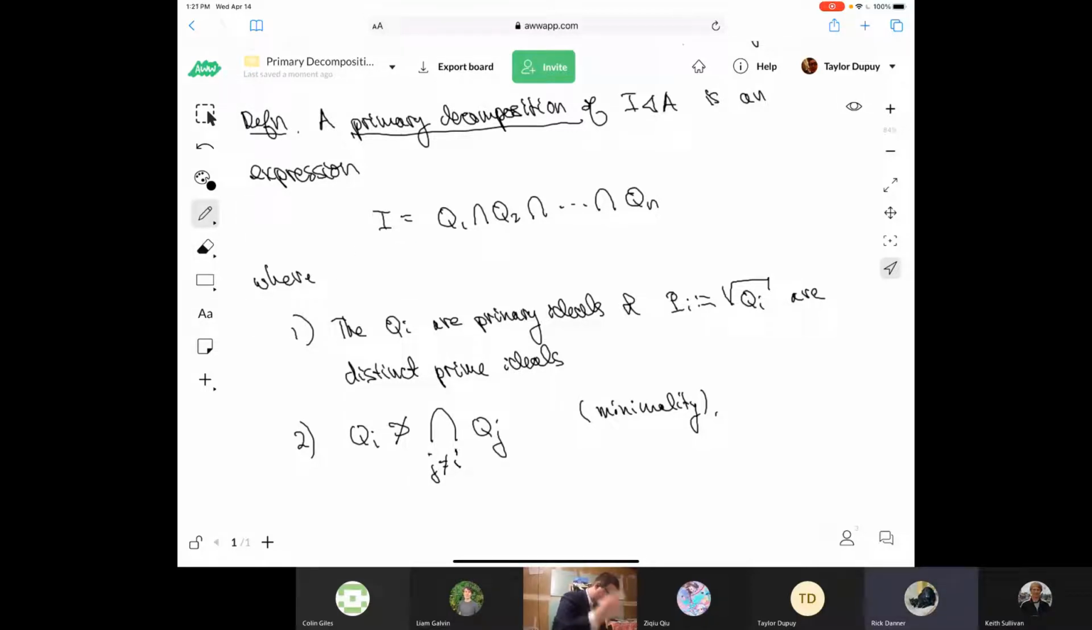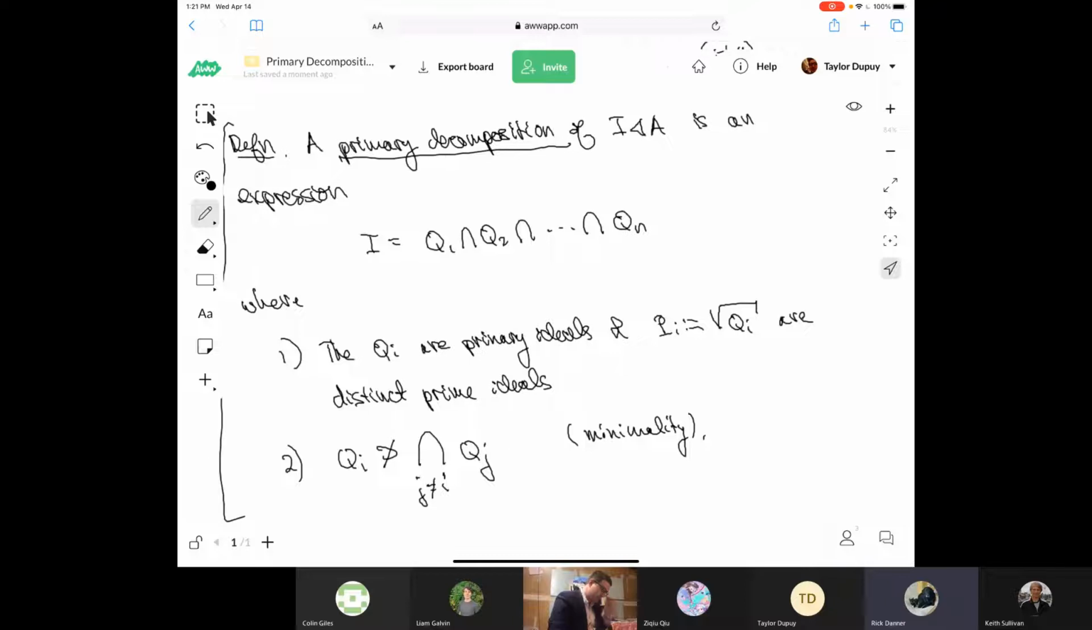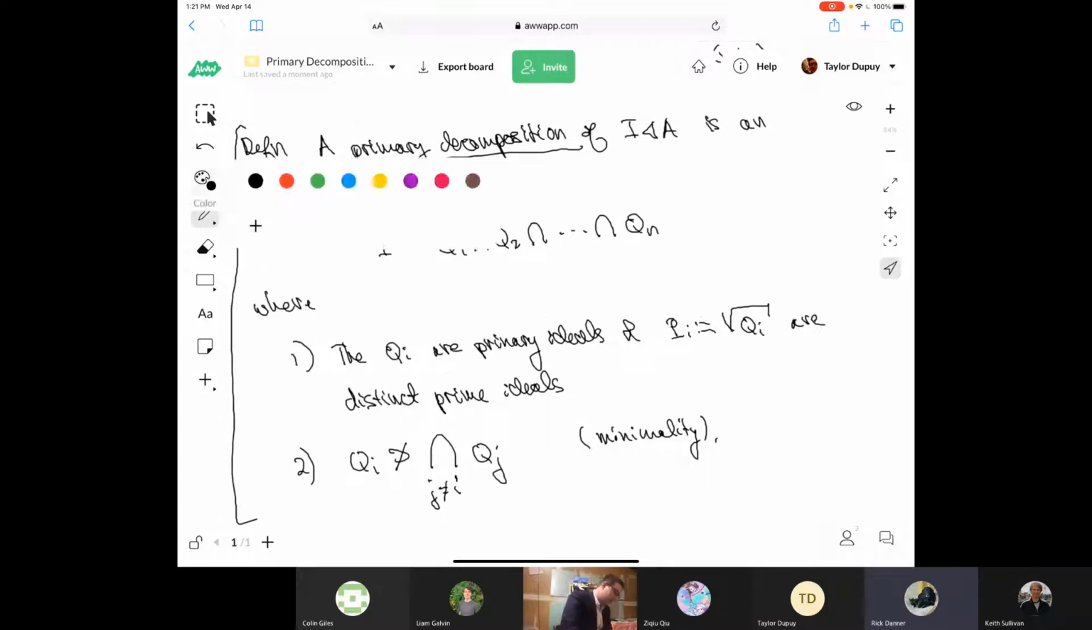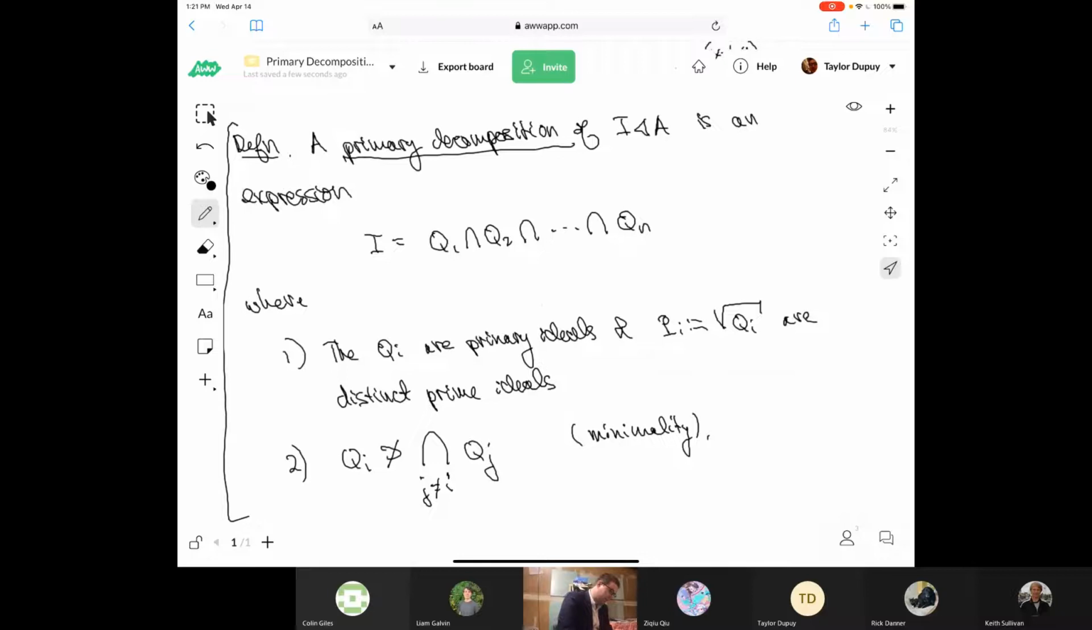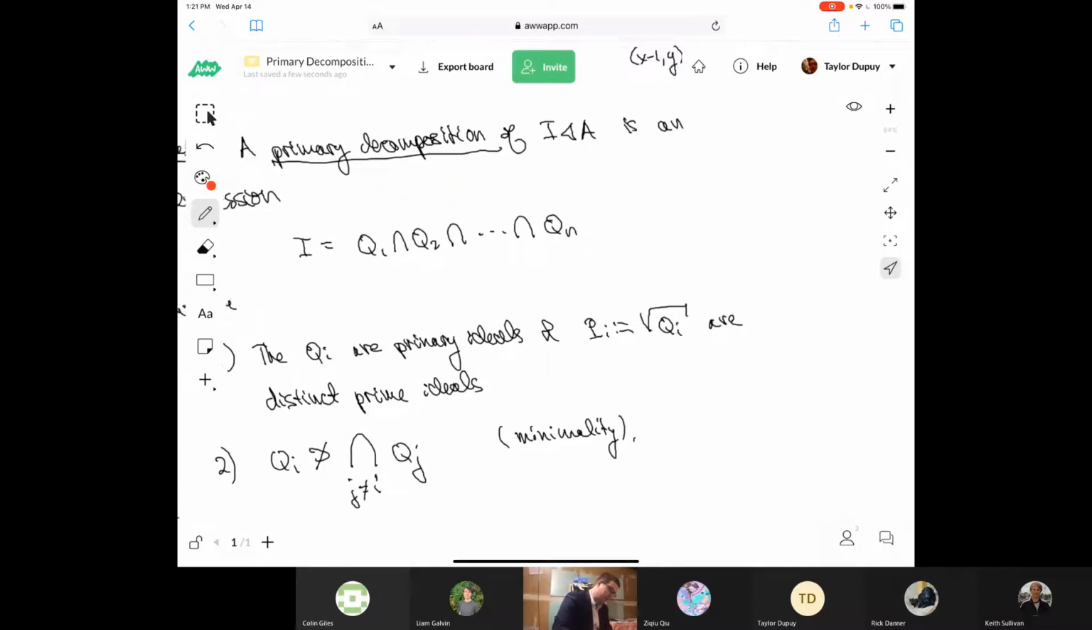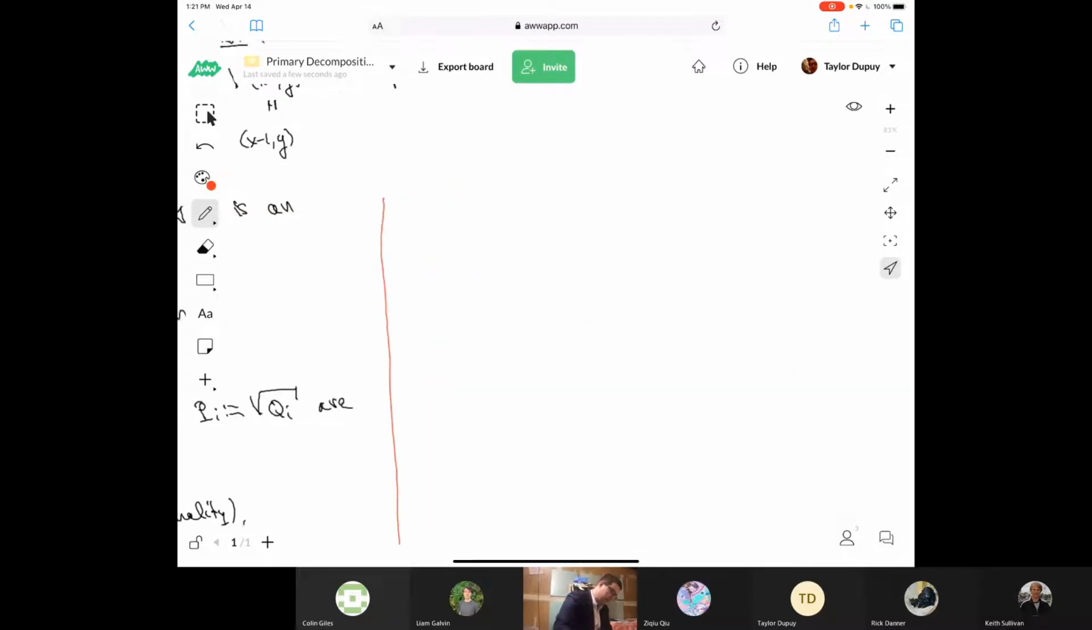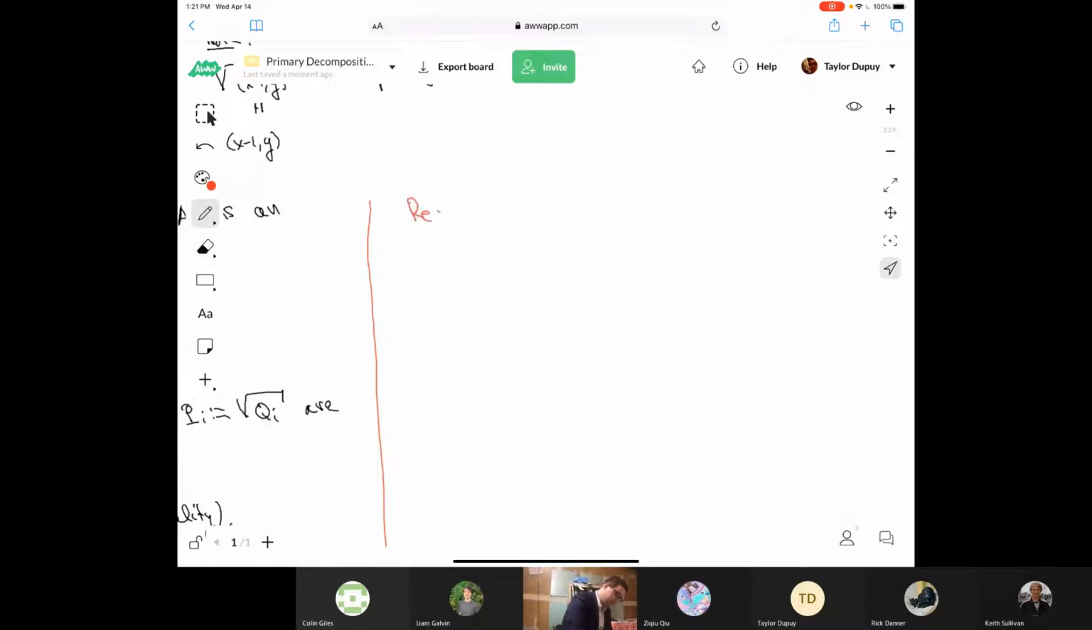The only difference between prime and primary is like x times y for prime versus x times y to the n for primary. It's kind of like that. So recall that this is kind of a boost from a previous theorem that we had. So recall a previous theorem, that we had something like this.